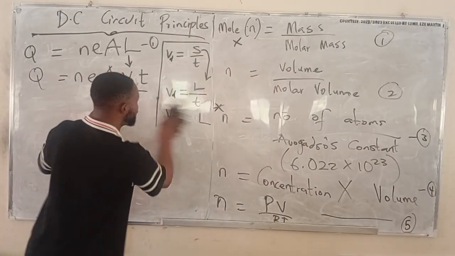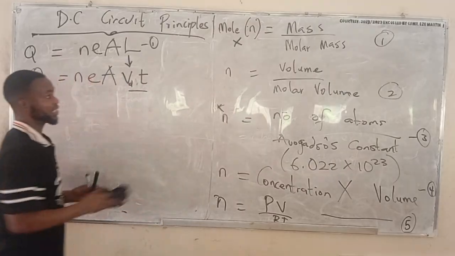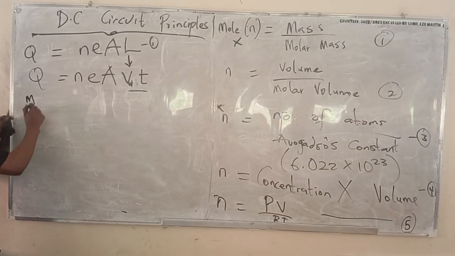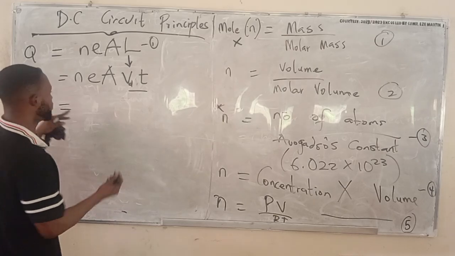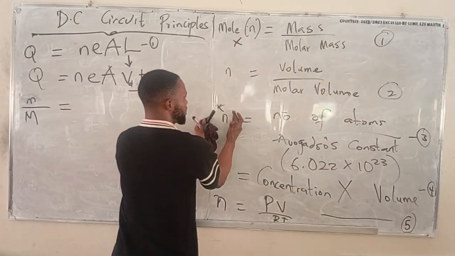What I'm teaching you now is something you will see again. Once questions are coming, your understanding of this will help us. So first of all, we come to the first one, which is mass over molar mass. Small m for mass over molar mass is equal to, so it's the same thing I said, if this is mole, let me use this and replace this thing that is here.